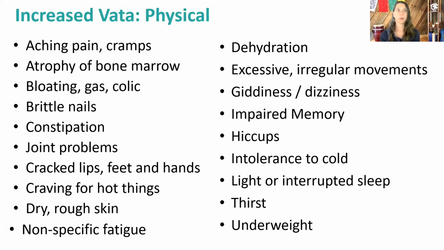From a physical perspective, when Vata is out of balance, there can be a lot of different things that show up. So they can have different pains and aches in the body, cramps. Their bone structure may begin to atrophy, bloating, gas, colic. Their nails become brittle. Oftentimes, Vata will move to constipation when it's out of balance. They'll have joint issues. Their skin, their lips, their feet, their hands become cracked. They'll start to crave hot things because they want to warm themselves up. They might have fatigue for no reason whatsoever. They'll dehydrate much more easily.